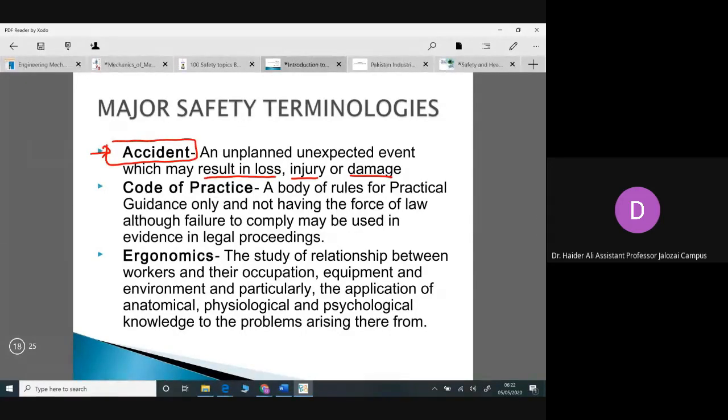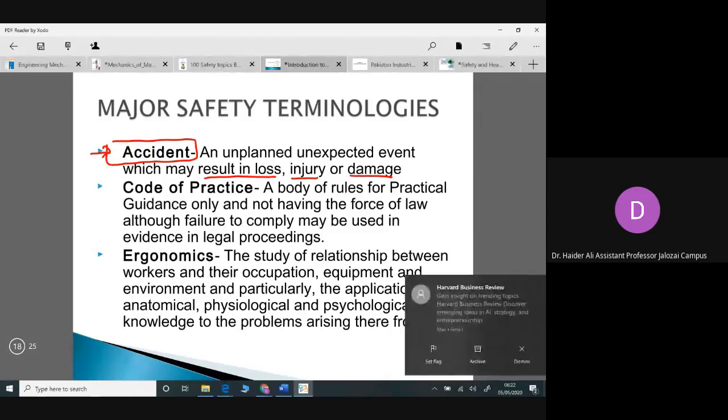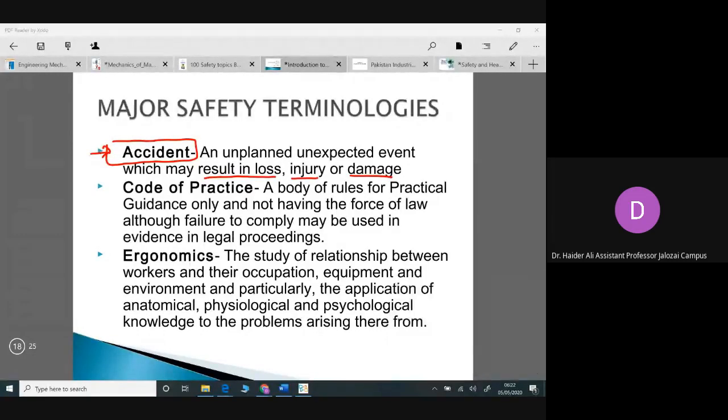So, okay, now nobody wants loss, injury, or damages. So, how do we tackle that? The next important terminology is code of practice. Is there some sort of practical guidance that is enforced in the organization and everybody complies with those rules or those guidelines to make sure that the environment is safe?